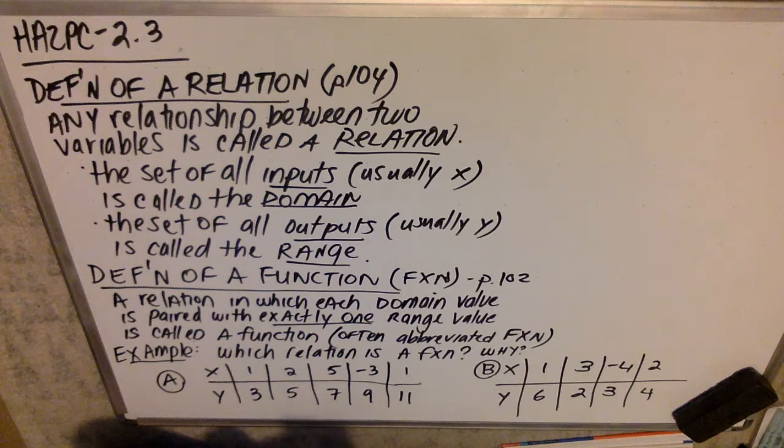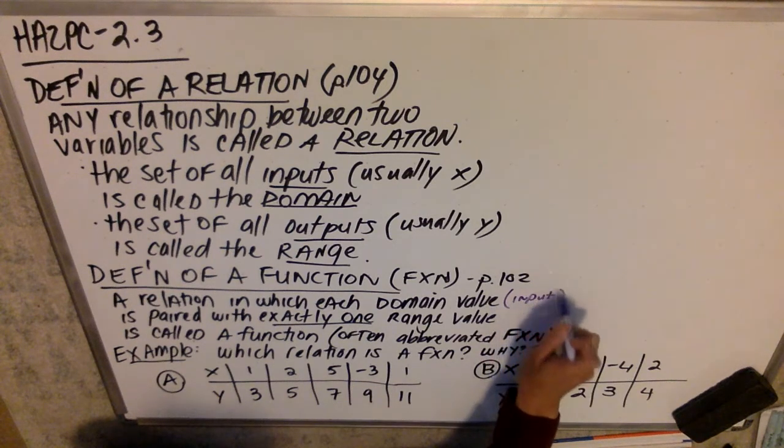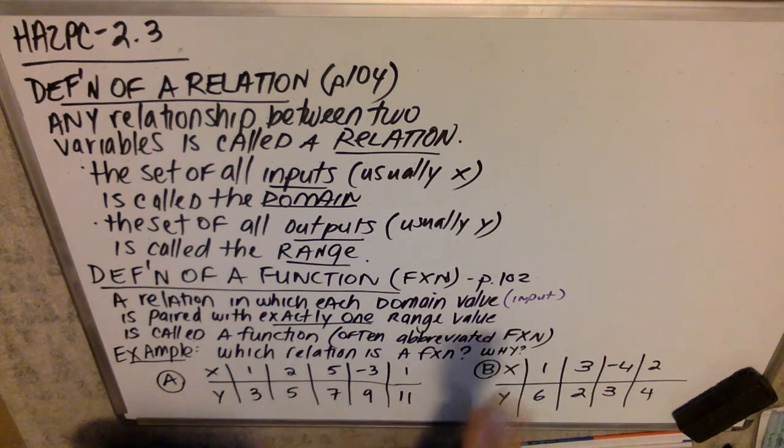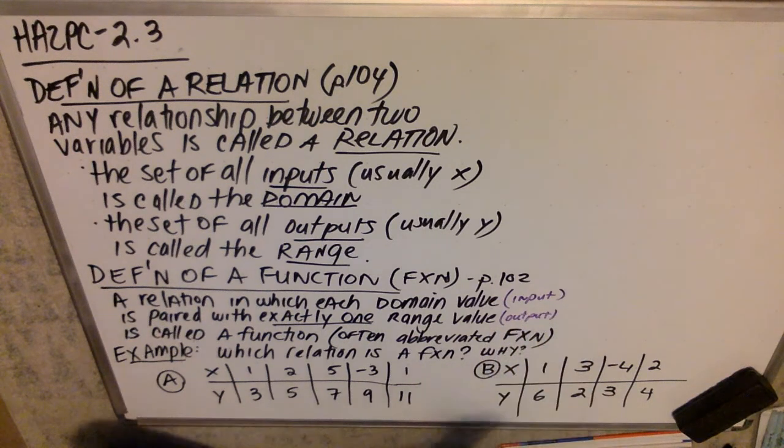That one rule is that each domain value, which again, if it helps to think about it this way, domain values are the inputs, so each input is paired with exactly one range value, which would be output, right? If that's true, then it's called a function, and we frequently see function abbreviated fxn.